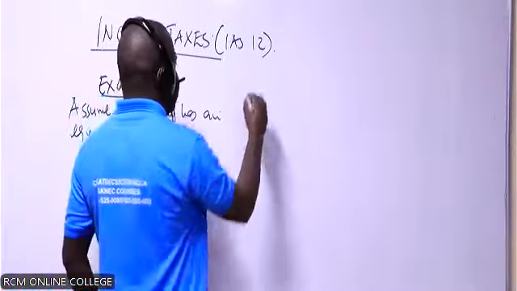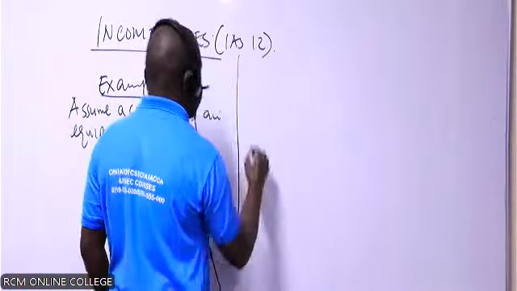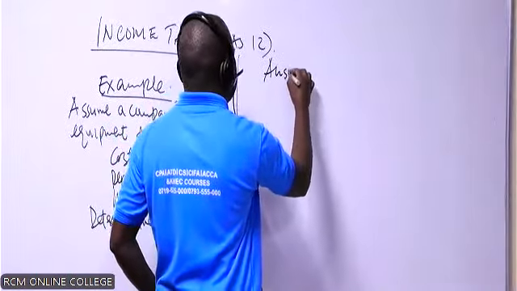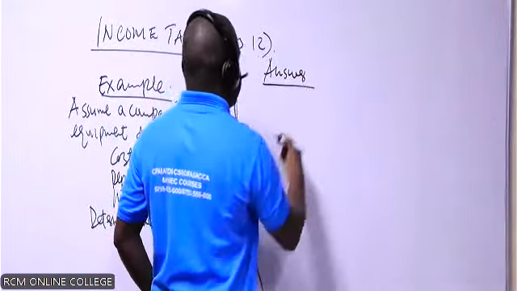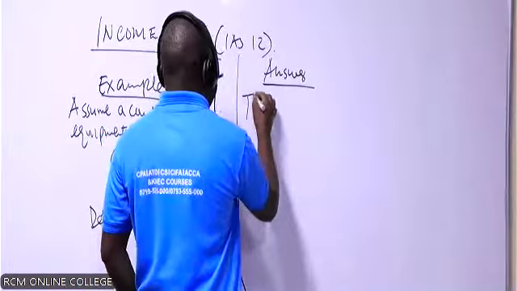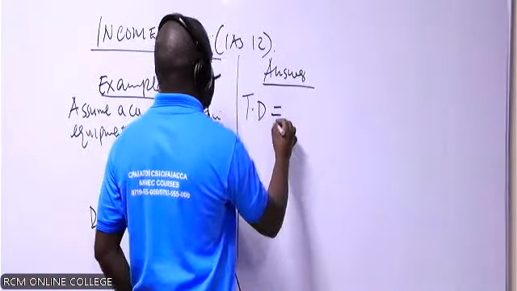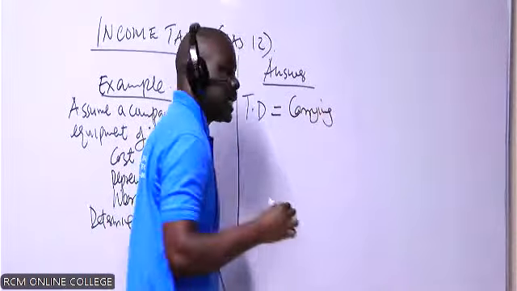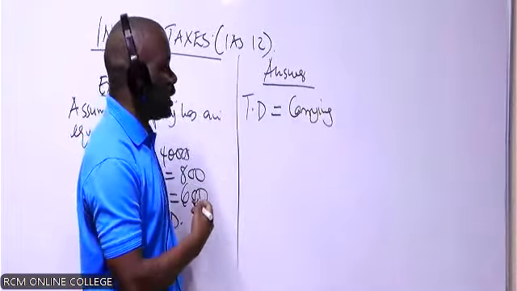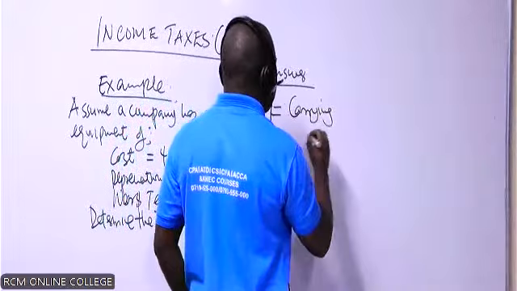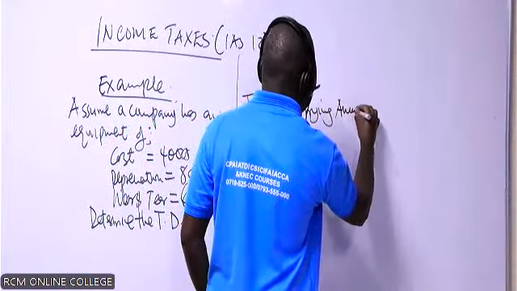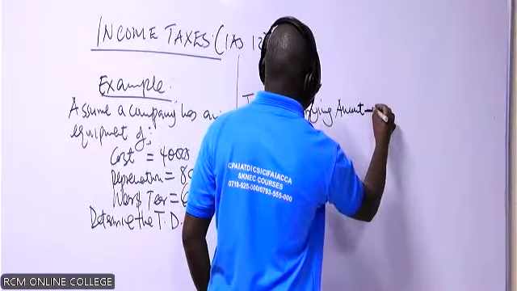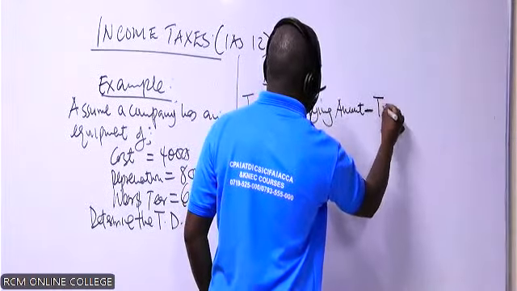So you can write the answer here. Answer: TD, temporary difference, equals the carrying amount. We said it is the difference between carrying amount and the tax base. And this is how you normally calculate it. The TD is normally equal to the carrying amount minus the tax base.